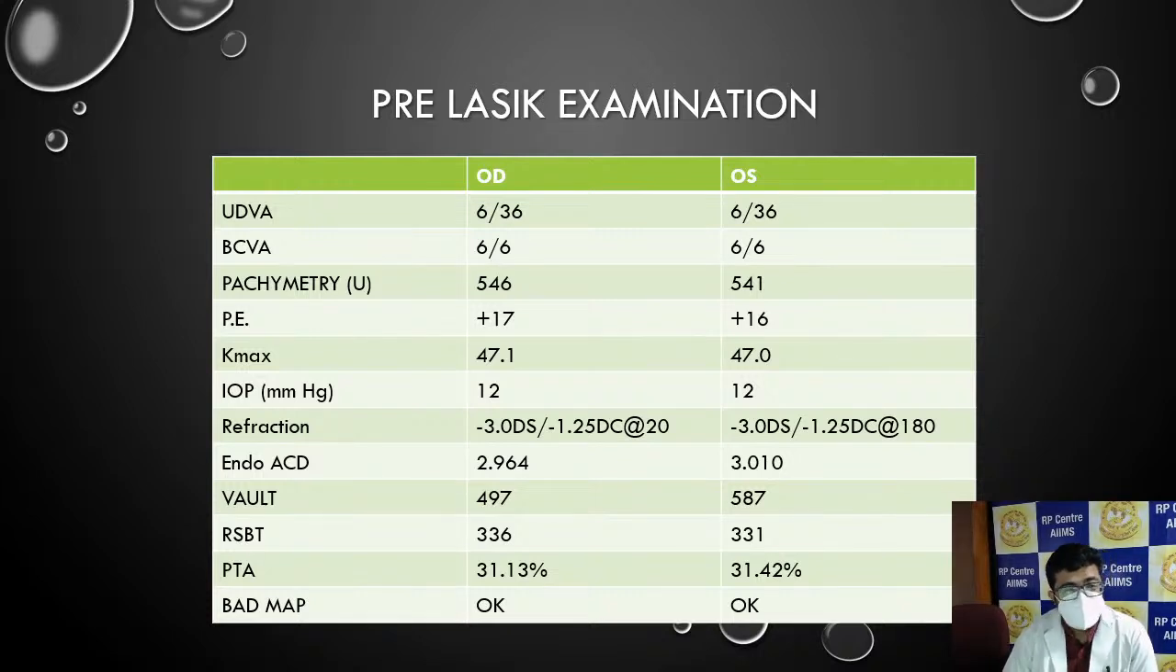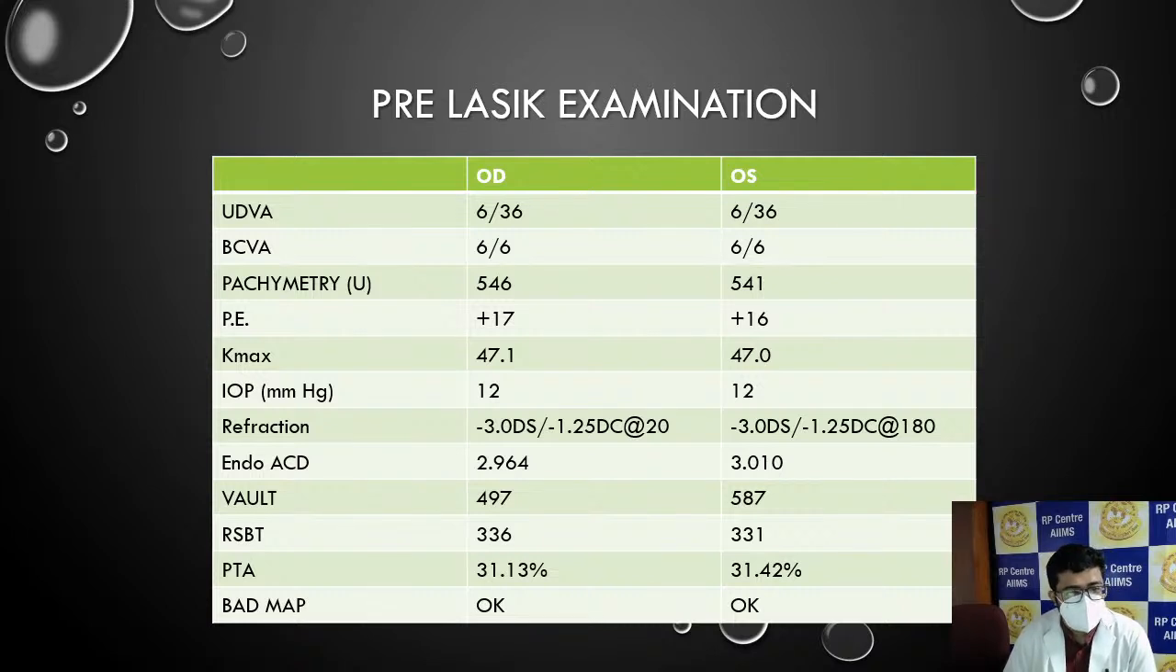So, the patient was operated for ICL in the month of January, and after the lockdown, the patient came to us in the month of December, and then we did the LASIK examination, that was post ICL or the pre-LASIK examination, where the uncorrected visual acuity was 6 by 36 in both the eyes, and the best corrected visual acuity was 6 by 6.